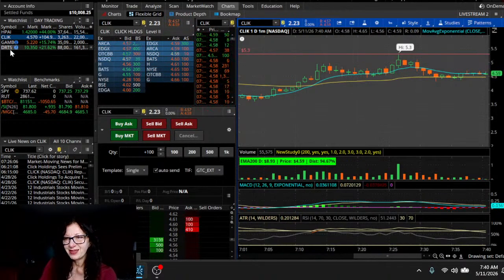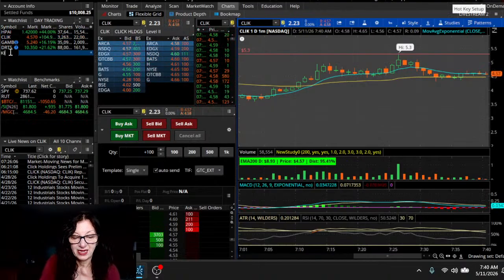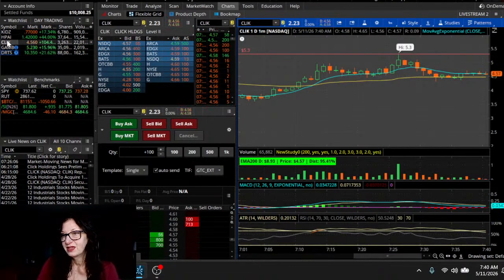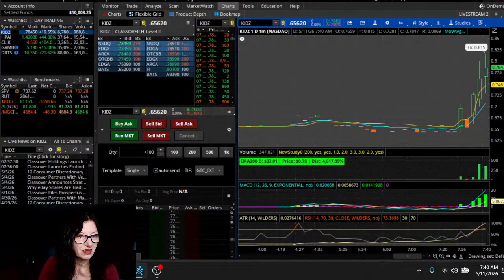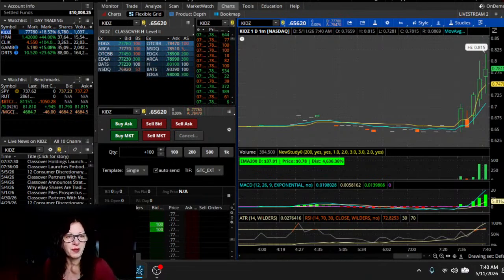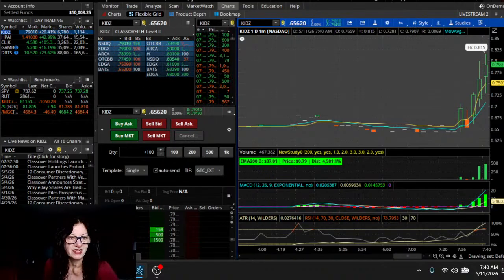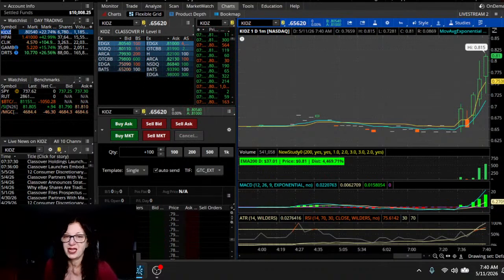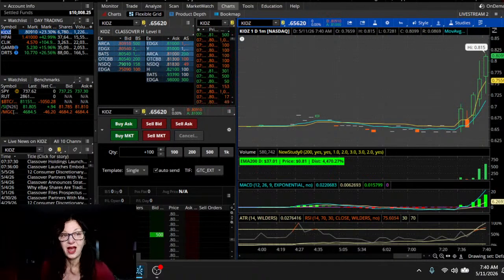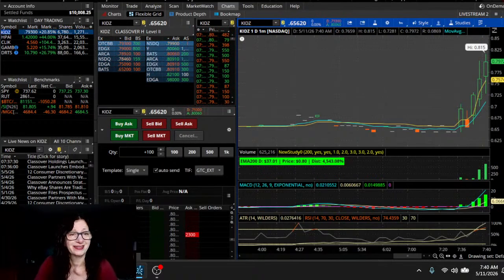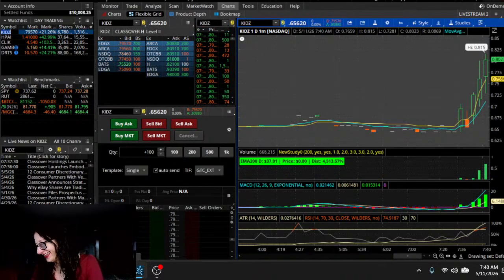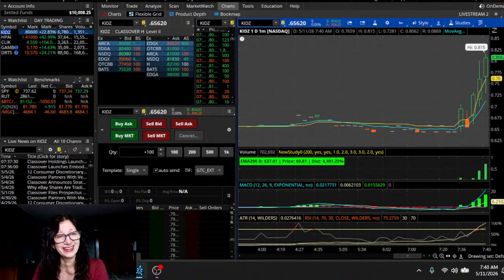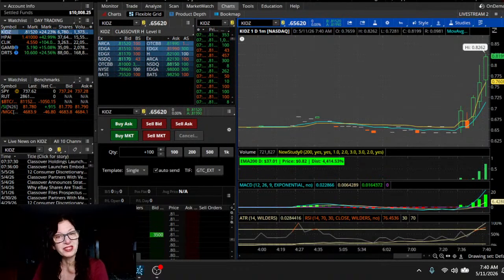KIDZ popped up. I think I've traded that before. Looks like they have news. Oh, lots of topping tails. I keep getting fooled by this news. Classover launches embodied AI robotics education platform. I feel like they just keep saying the same news. Like, hey, we're using AI. So is everyone else, buddy. Sorry, that was a little harsh. But I feel like they just keep coming out with the same news.